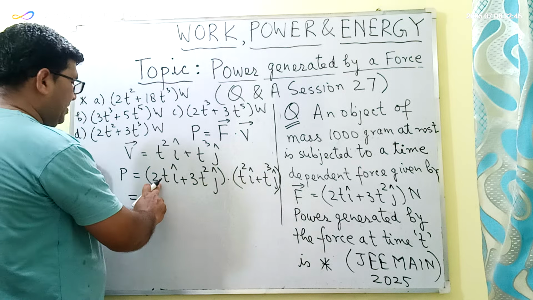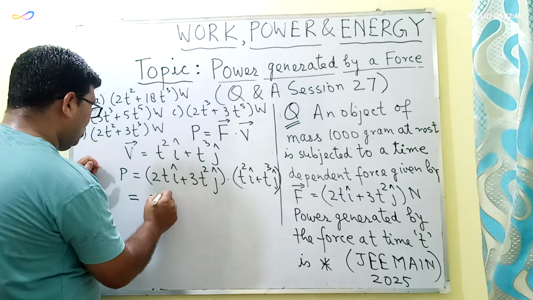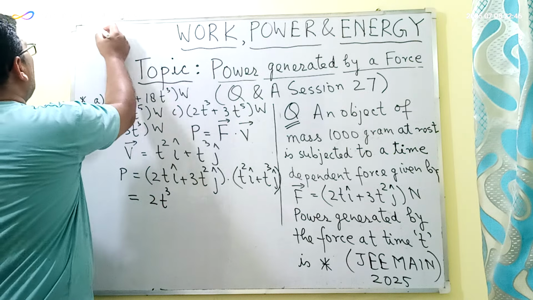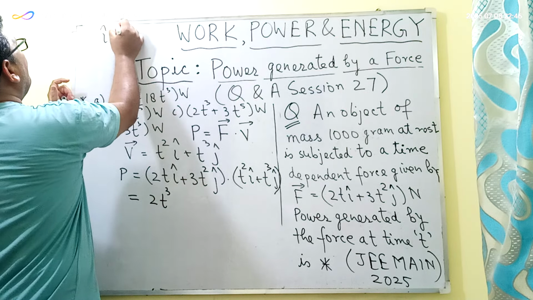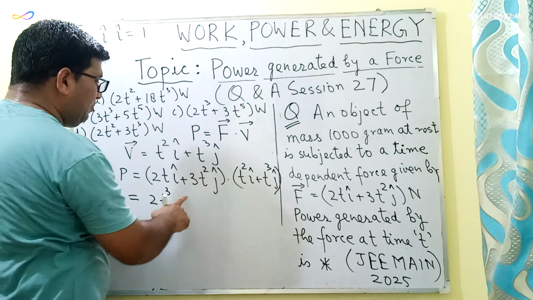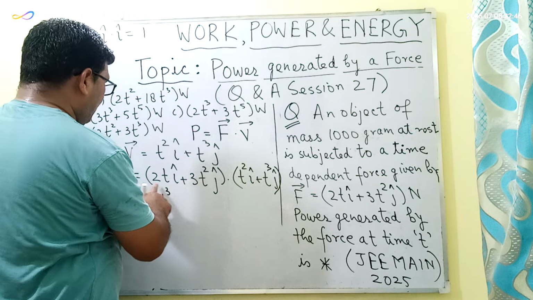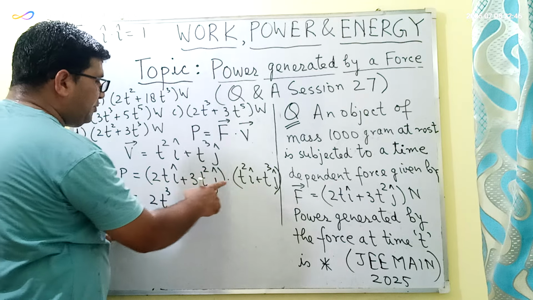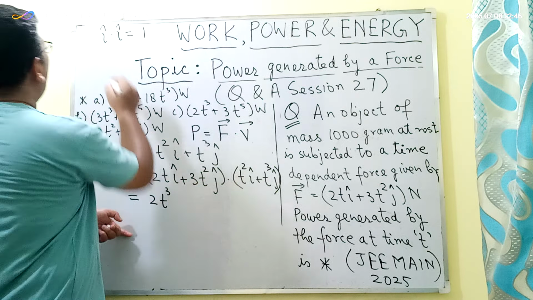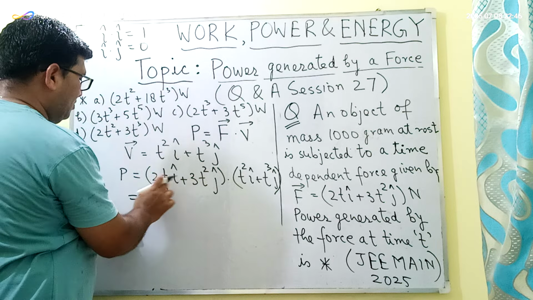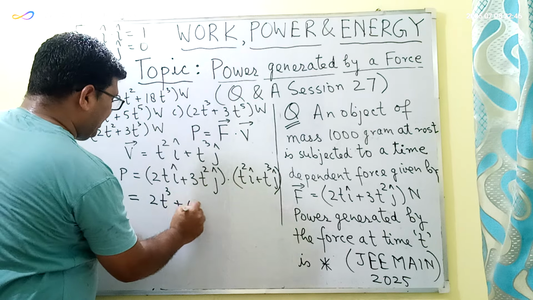So this will be equal to 2t cube i cap dot i cap. Now i cap dot i cap is equal to 1, so I will simply get 2t cube. Now 2t i cap dot t cube j cap: i cap dot j cap is equal to 0, so I will get 0.